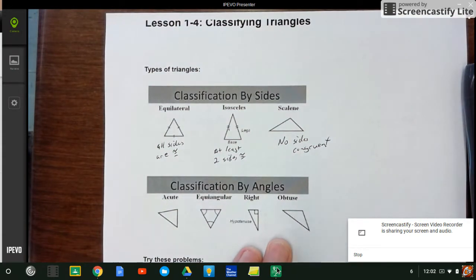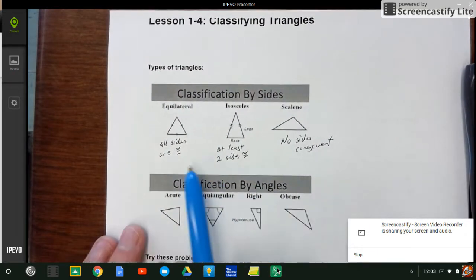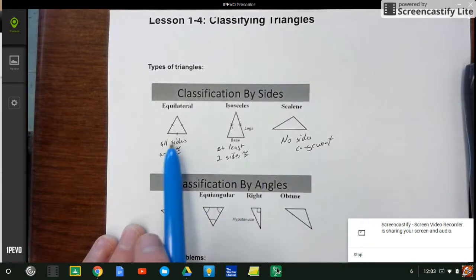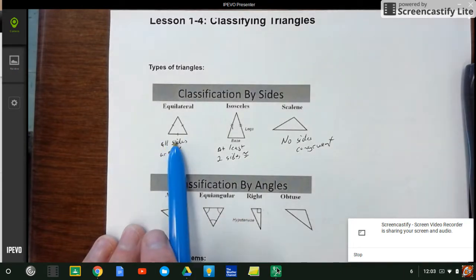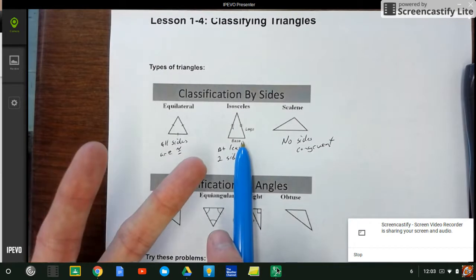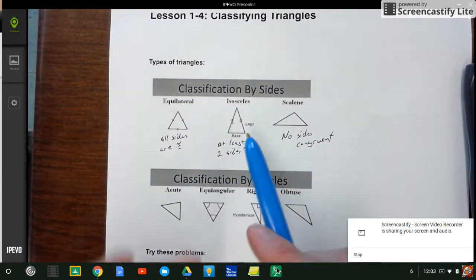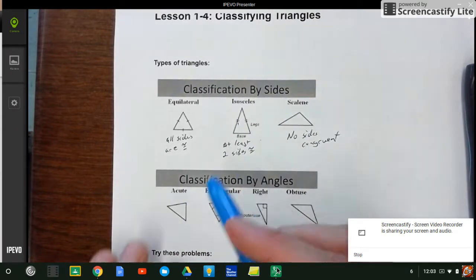Quick question for you. Check this out. Okay, so the question was, is an equilateral isosceles? Yes, it is. Because if it's equilateral, it's got all the sides congruent. Isosceles only needs to have two. So all of them is at least two. So yes, an equilateral is a special kind of isosceles triangle.